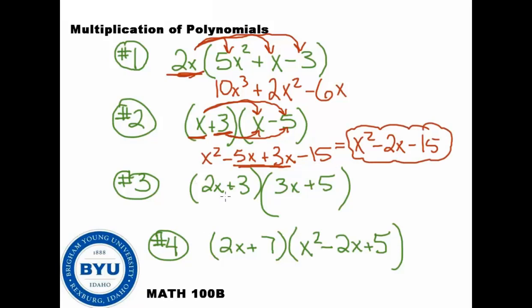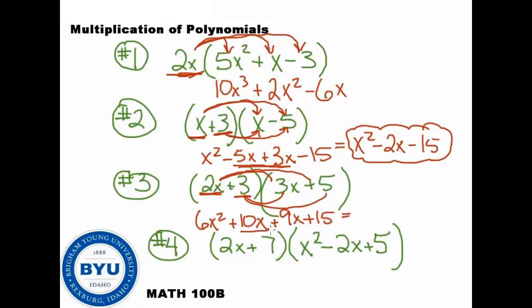Okay, let's go ahead and move on to this one. 2x times 3x becomes 6x squared, and 2x times 5 becomes plus 10x. Okay, this time, now I'm moving on to the second term and multiplying it in. 3 times 3x is plus 9x, and 3 times 5 is 15. Whew, hopefully you had a little more room than I did. It's getting a little crunched in here.